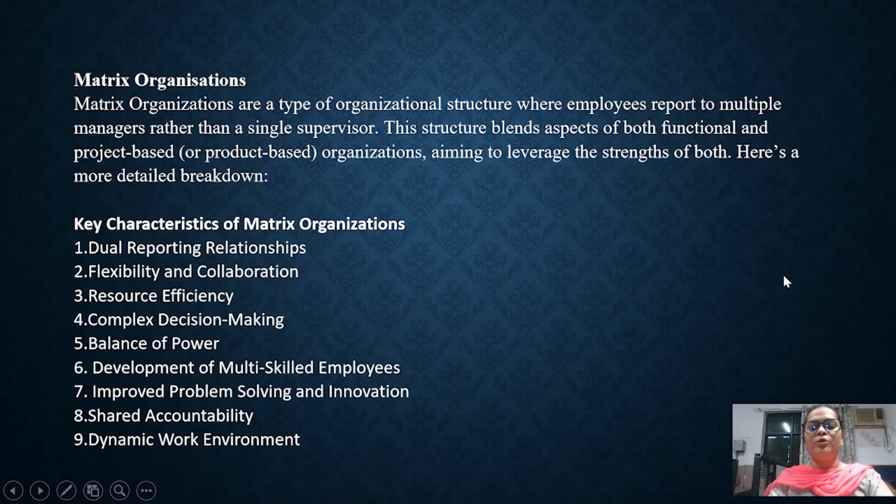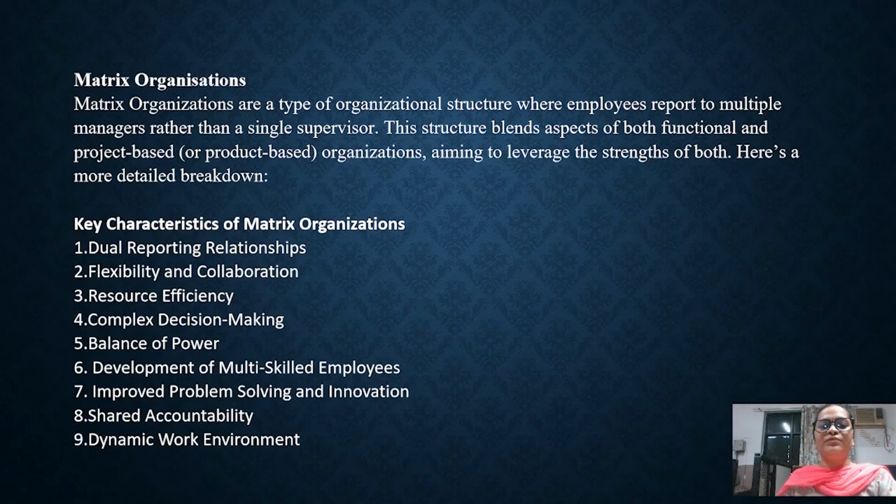So our topic for today is matrix organization. What are these matrix organizations? We can say that a matrix organization is a type of organizational structure where employees report to multiple managers rather than a single supervisor. It means there is not only a single supervisor to whom they all will be reporting. There is a group, or we can say more than one supervisor, to whom the employees would be reporting. This structure blends aspects of both functional as well as project based, or we can say product based, organization, aiming to leverage the strengths of both.